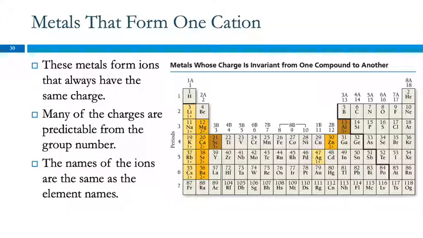So these are the predictable ones. So we've got the metals in group 1 and group 2 and group 3. And then there's two more that I want you to learn, and that is zinc and silver. Scandium also only forms one ion, but we don't run into that one very much, and so I don't care if you remember it or not.